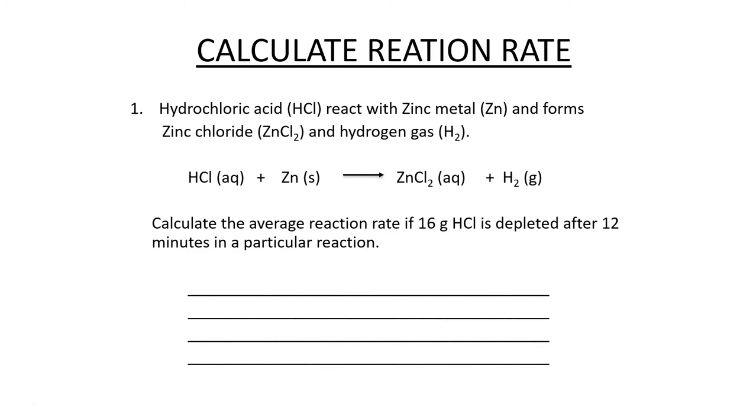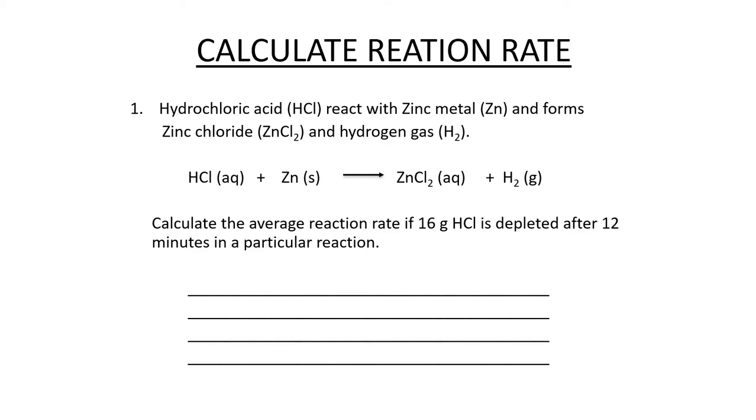Okay, we have 4 sums in which we can calculate reaction rate. Somebody asked me to include the mark allocation, which I neglected to do. Sorry for that, but usually it's 1 mark for the equation, 1 mark for the substitution, and 1 mark for the answer.